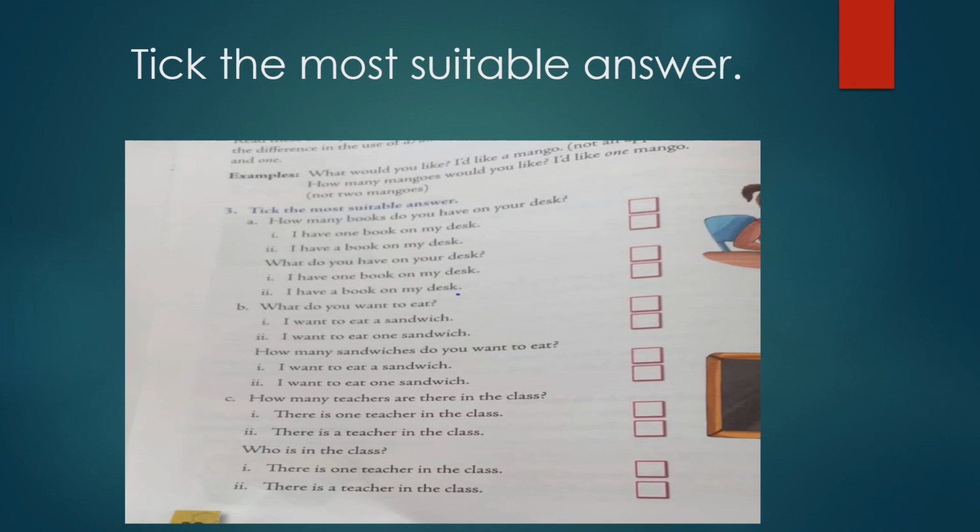Okay. Now come to C. How many teachers are in the class? How many? Now again numbers are here. There is one teacher in the class. Another is, who is in the class? Then you will say, there is a teacher in the class. Clear?